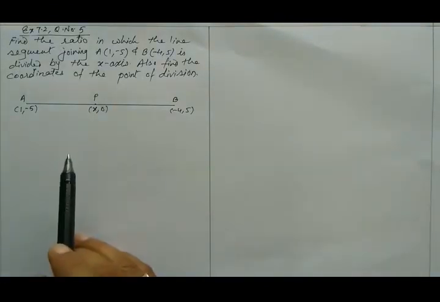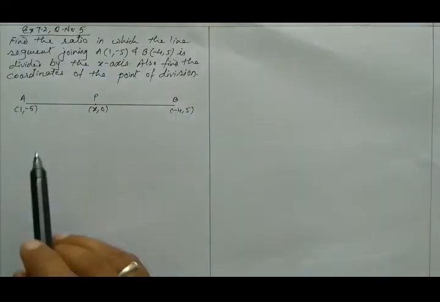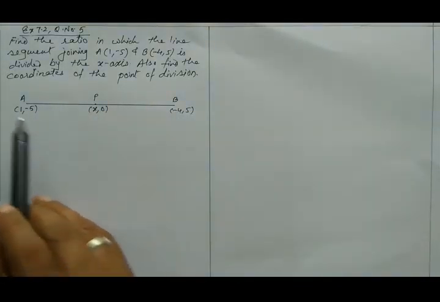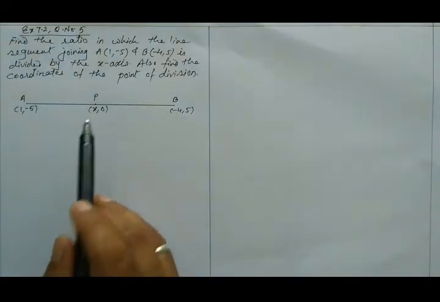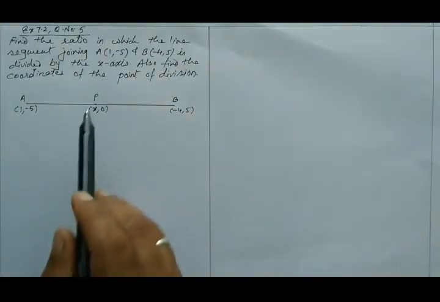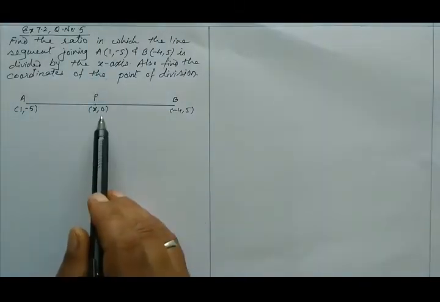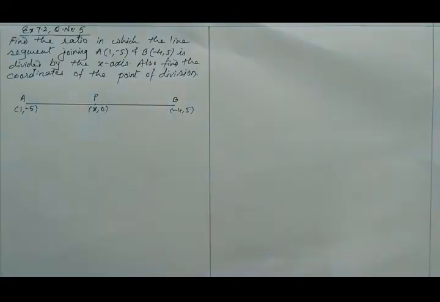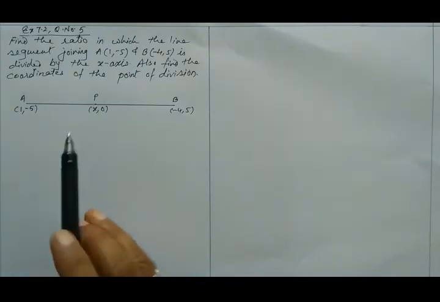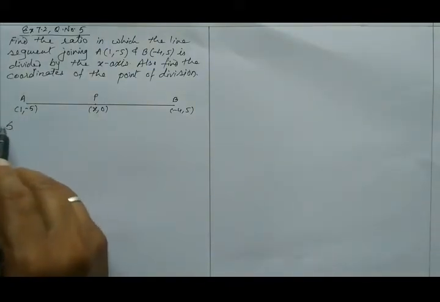Let us discuss question number 5 of exercise 7.2. Find the ratio in which the line segment joining A 1, minus 5 and B minus 4, 5 is divided by the x-axis. Also find the coordinates of the point of division. So this is line segment AB, and point P is, you have to assume that it is on x-axis, and on every point on x-axis its y coordinate is 0. So also find the coordinates of the point of division. So we will find the coordinates of point P. Okay, solution.